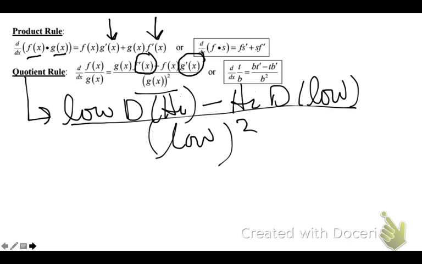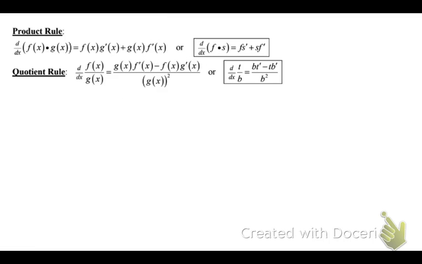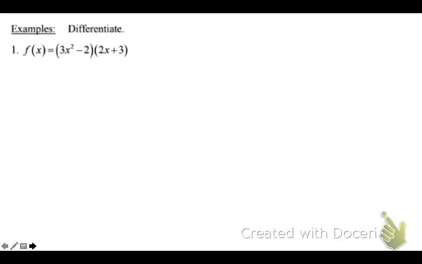So low just means the denominator, D is the derivative of the high, which is the numerator, less, so minus, the numerator, which is the high, D low, the derivative of the denominator, divided by the denominator squared. All right, let's see some examples of how to apply these rules.